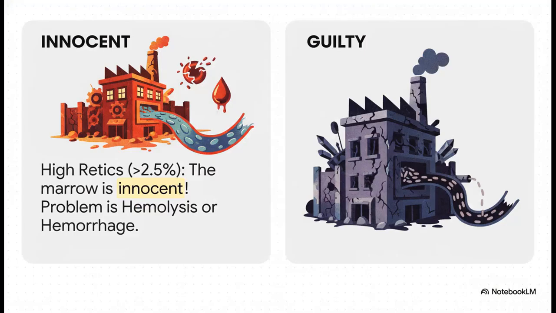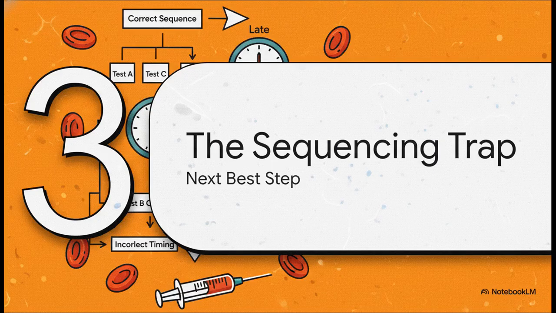And here's how that compass works. It's a simple question of guilty or innocent. If the reticulocyte count is high, the marrow is innocent. It's working overtime, pumping out new cells like crazy to make up for a loss somewhere else. That means the problem is outside the marrow. You're either destroying cells through hemolysis or losing them through a bleed. But if that count is low, the marrow is guilty. It's just sitting there, not responding to the anemia. The problem is inside the factory itself. Think aplasia or infiltration.